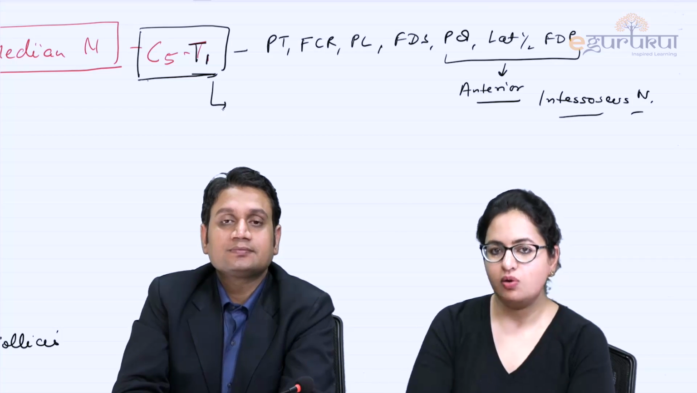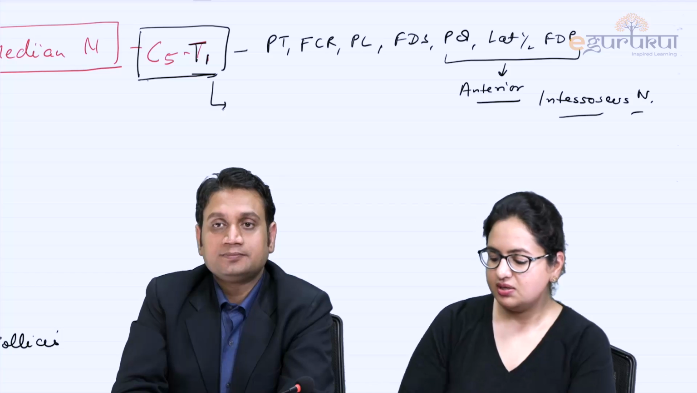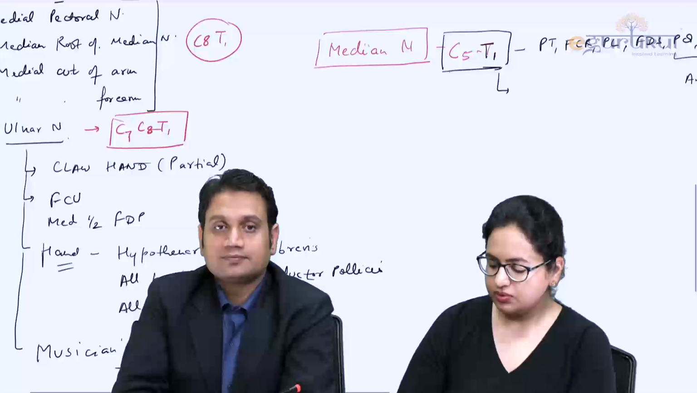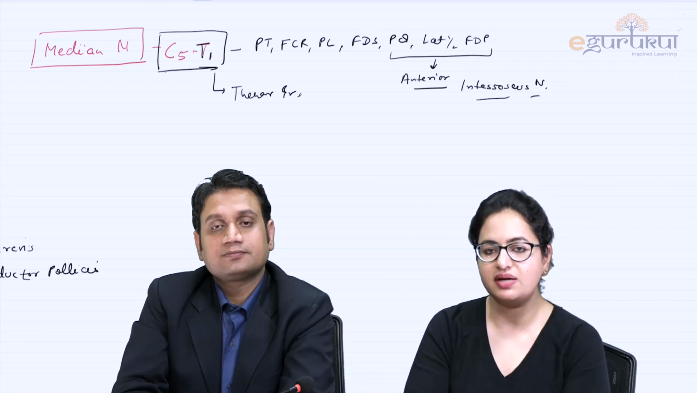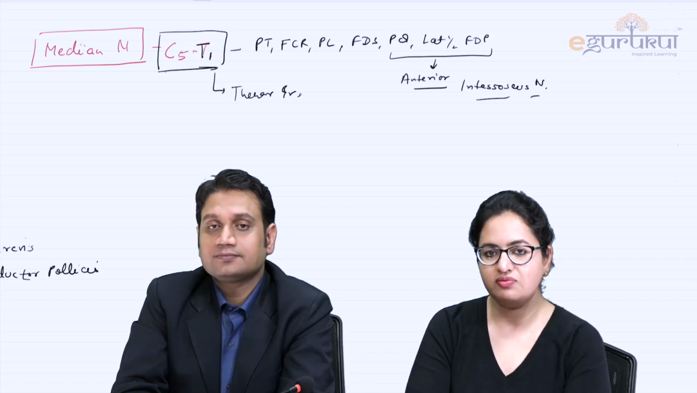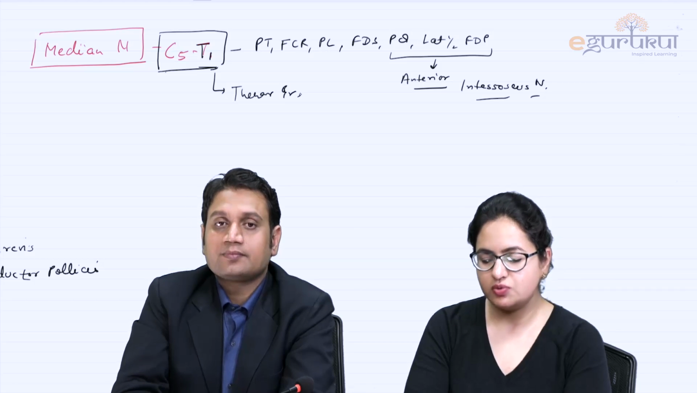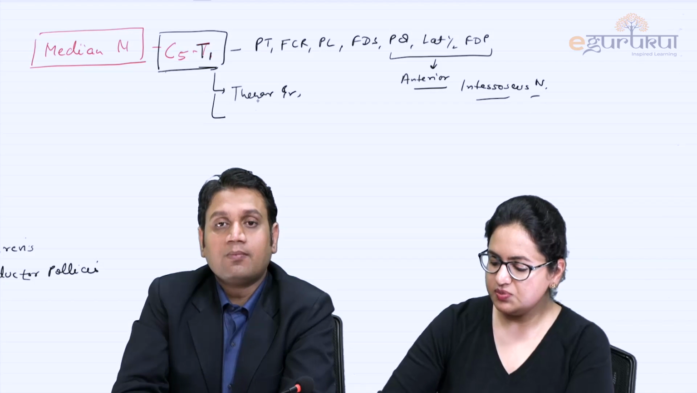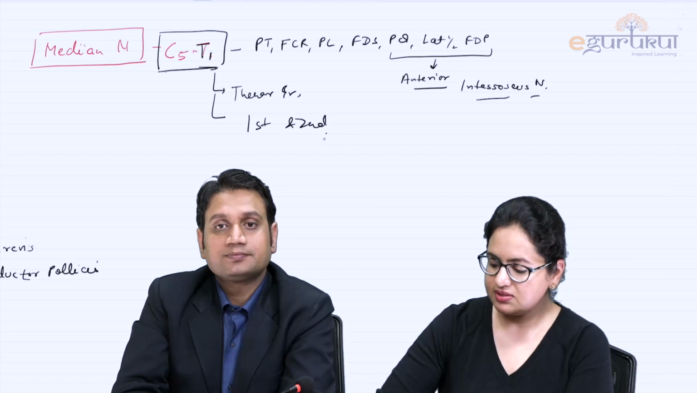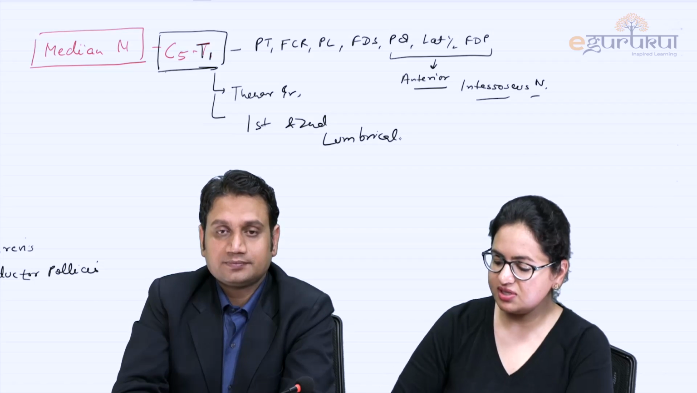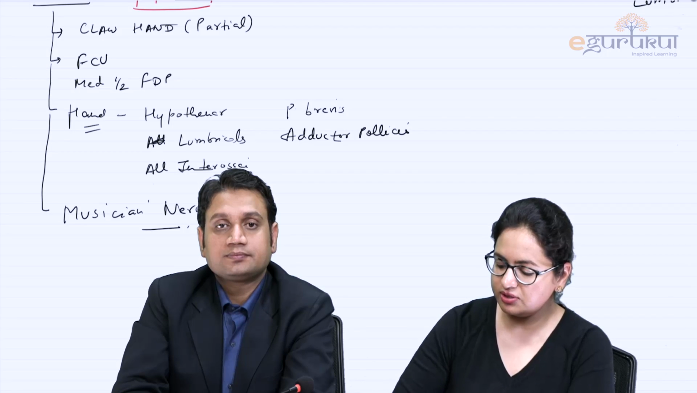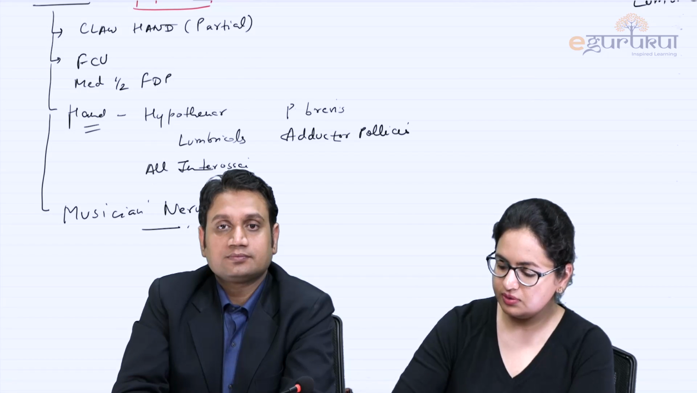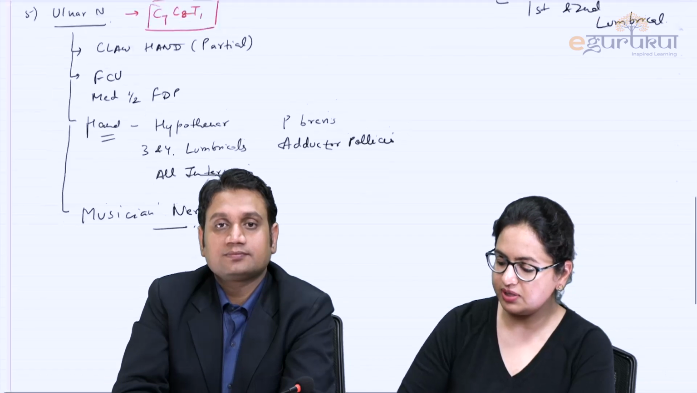Then apart from this, the median nerve is supplying all the rest of the muscles of the hand apart from the ulnar nerve. The muscles left in the thenar group are the rest of the three muscles: the flexor pollicis brevis, the abductor pollicis, as well as the opponens pollicis. Now the median nerve also supplies the first and second lumbrical. The ulnar nerve actually supplies the third and fourth lumbrical.